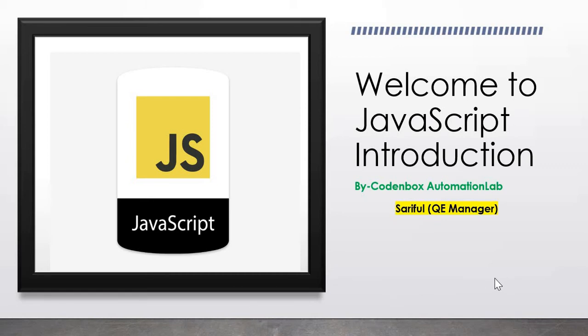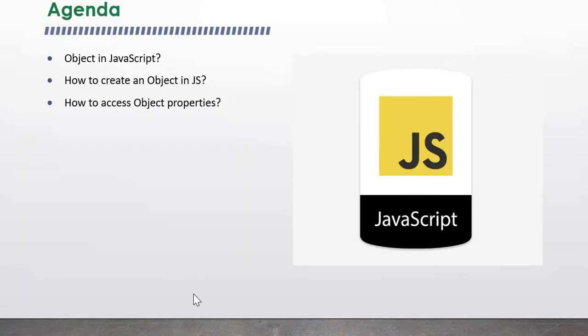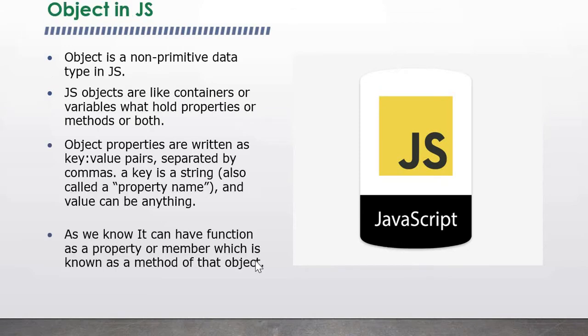This is Sharful. In this lecture we're going to learn objects in JavaScript, how to create an object in JavaScript, and also how to access object properties in JavaScript. So what is an object in JavaScript? An object is a non-primitive data type in JavaScript.